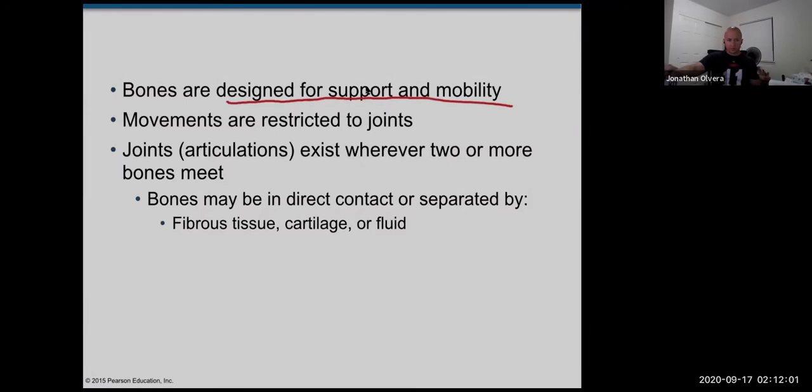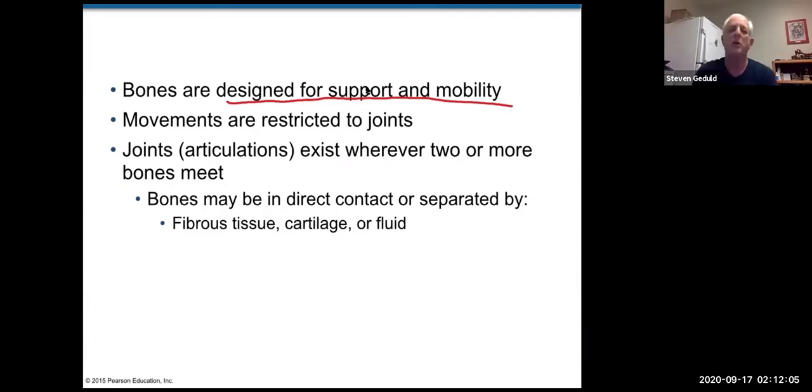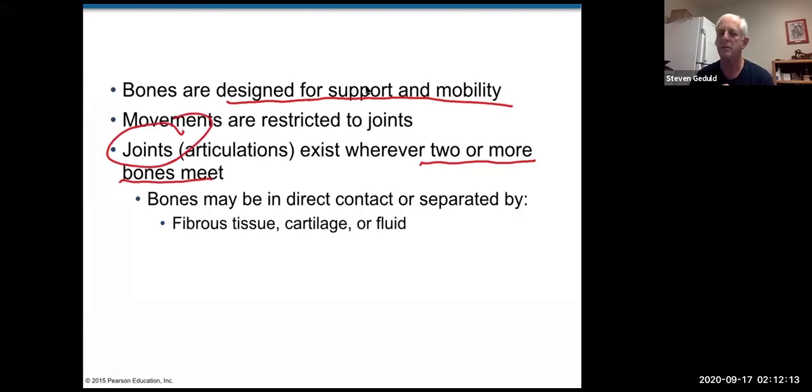Movements are restricted. Any movement of the body is restricted to joints. Joints are what move. Joints are called articulations, where bones meet one another. They exist where two or more bones meet. Those are joints. Bones may be in direct contact or separated by fibrous tissue, cartilage, or fluid.